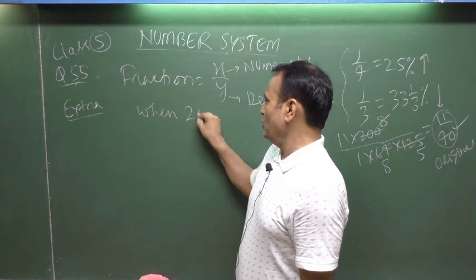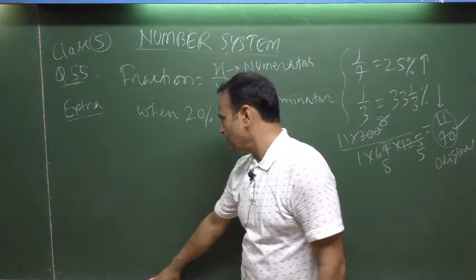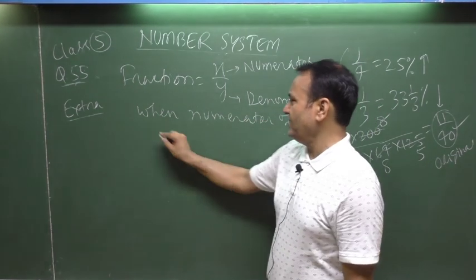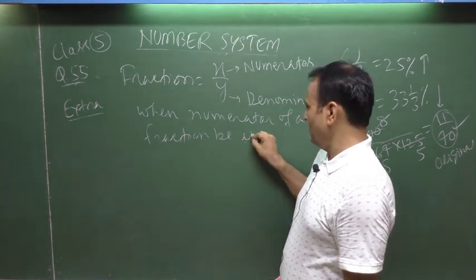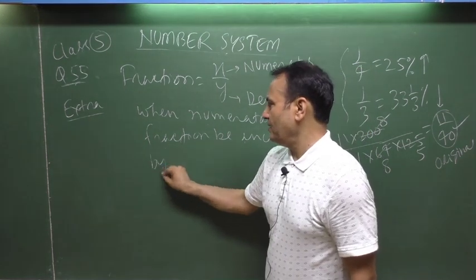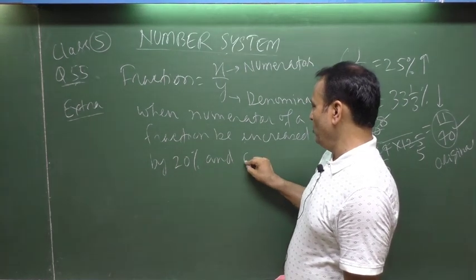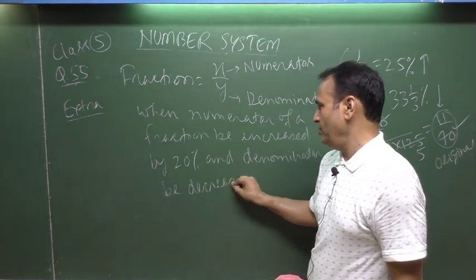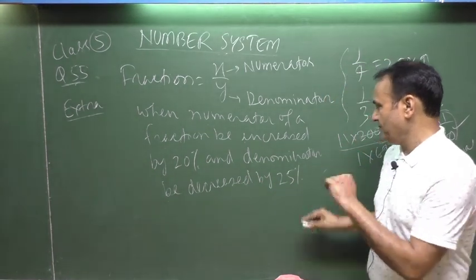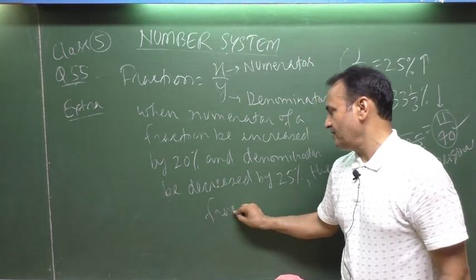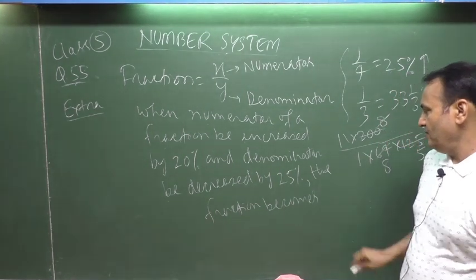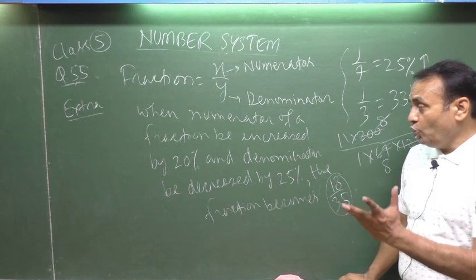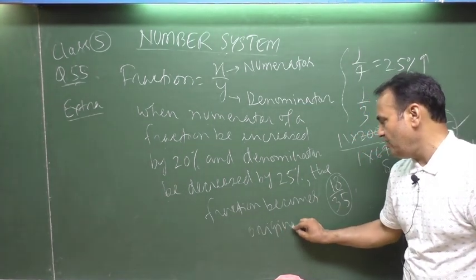When numerator of a fraction be increased by 20% and denominator be decreased by 25%, the fraction becomes 18 by 35. What is the original fraction?